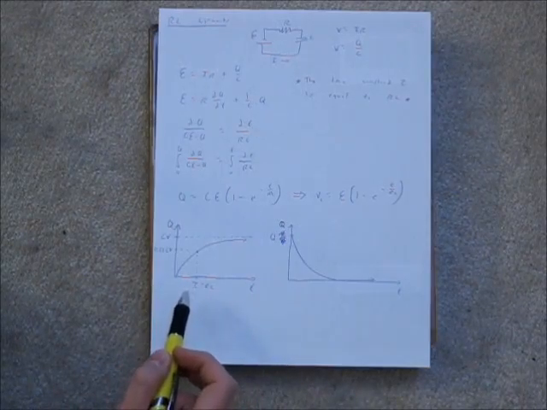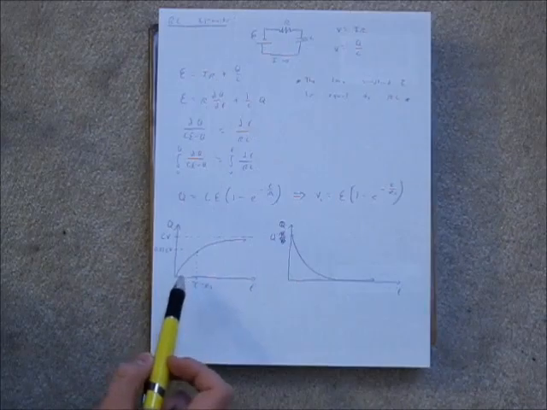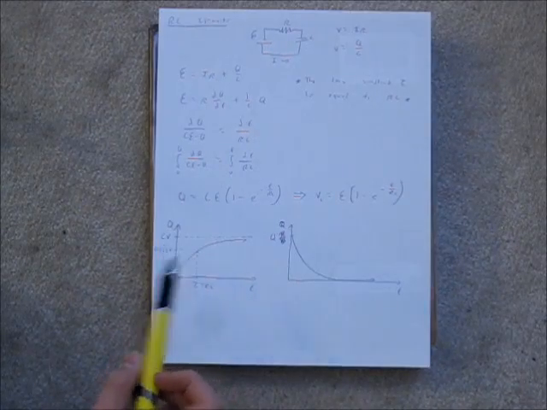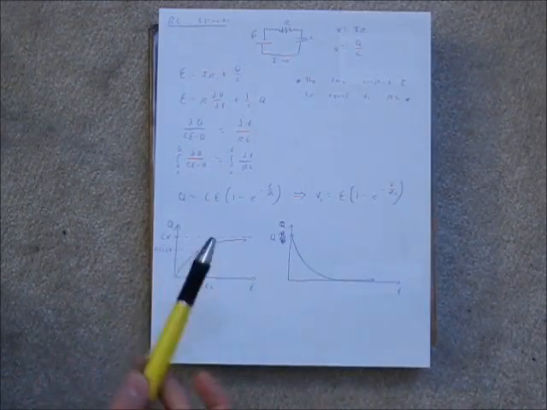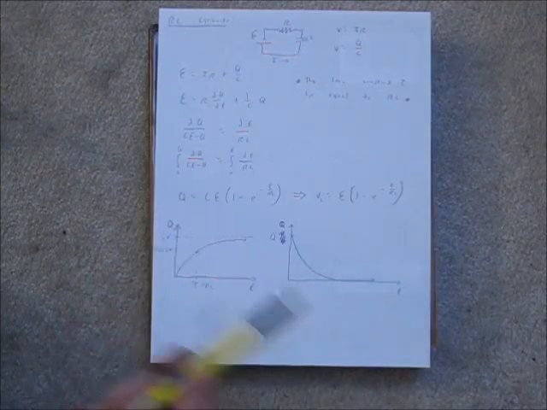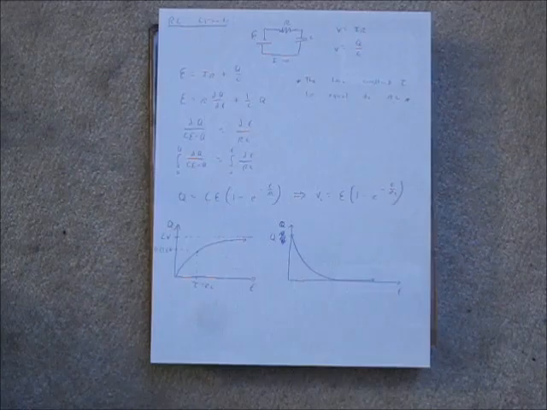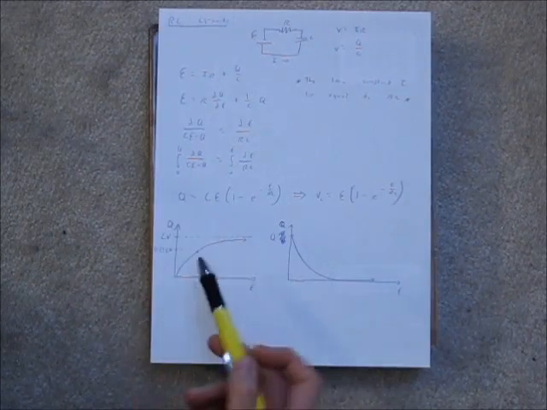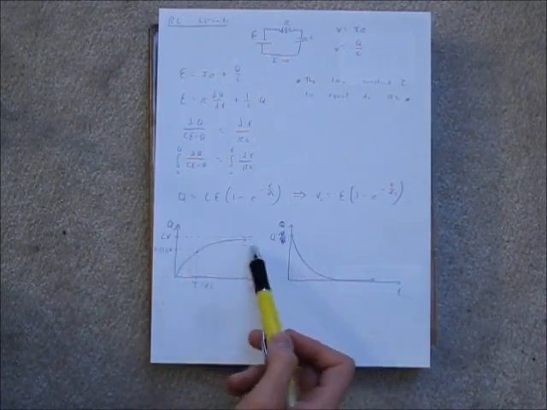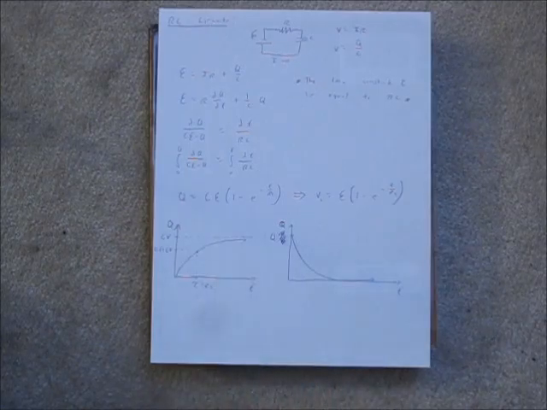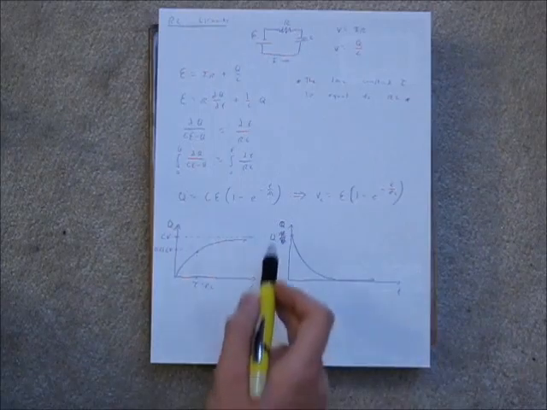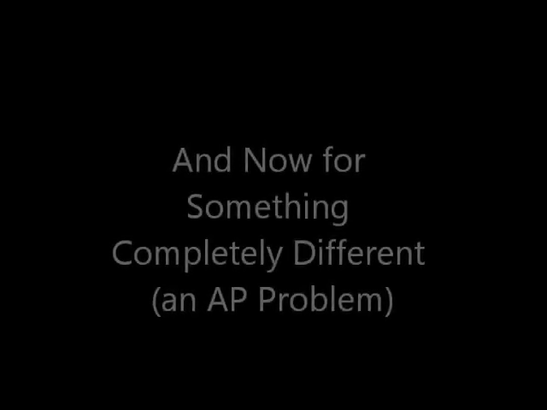And at time tau, we know that the amount of charge reaches 63% of its maximum charge. The maximum charge is CV, so this one would be 0.63 times CV. So theoretically it approaches this, though in practice it basically reaches it. And this would be the discharge graph.